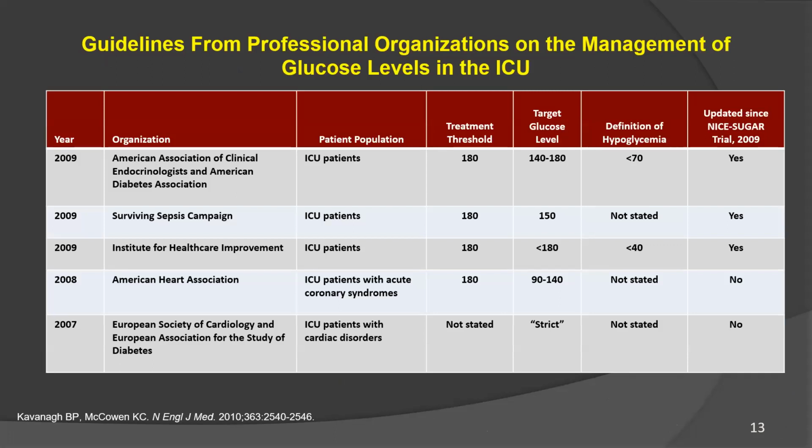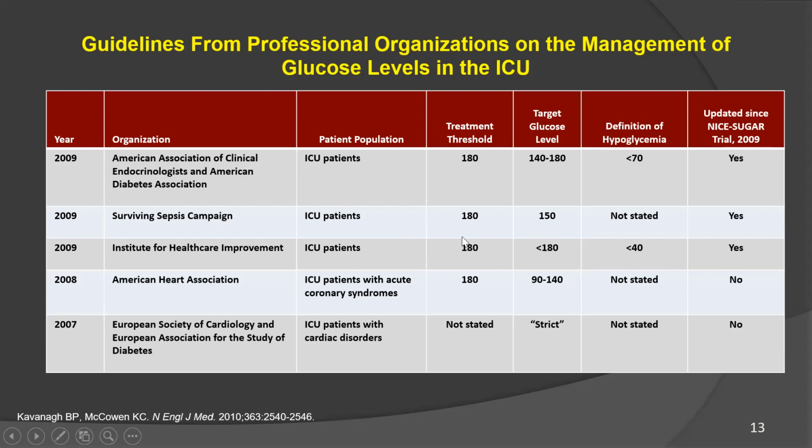Now, what does the guideline say? There are many guidelines, you all know. They have all put in their mind to give a treatment threshold, give a target glucose level for these types of populations, and define what is hypoglycemia. This is a summarized table where different guidelines have put these target levels, but if you look into them, most of them have a treatment threshold above 180.